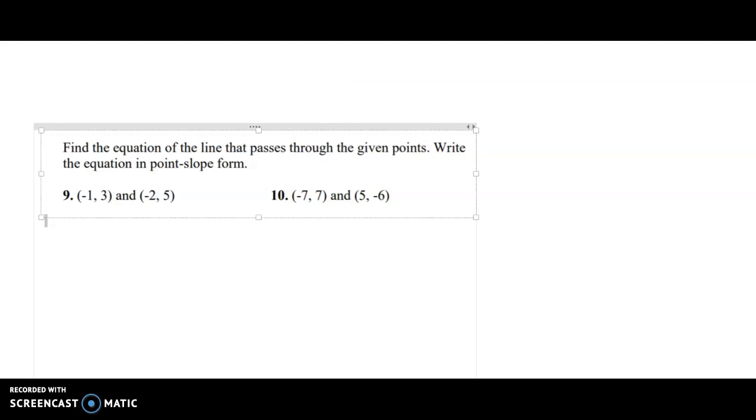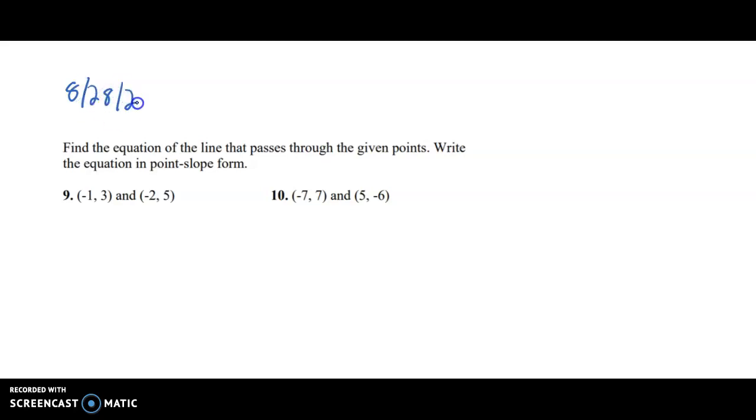Today, we're going to write this at the top of our page, is August 28th, 2020. Our topic for the day is linear equations. We've got both these at the top of our page. Alright, let's read our instructions.